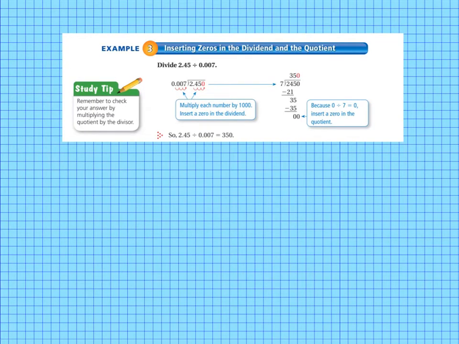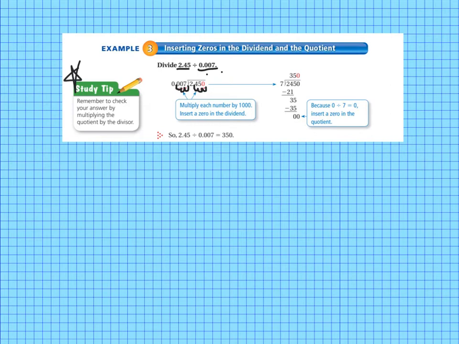Let's check out our study tip here. It says, remember to check your answer by multiplying the quotient by the divisor. We've been doing that. And example 3 says, inserting zeros in the dividend and the quotient. So we're going to divide 2.45 divided by 0.007. That's 7 1/1000ths. So 2.45 goes inside the bracket, and 0.007 goes outside the bracket. So it takes us 3 jumps to get over to that wall. So we have to move this decimal point 3 places and put our decimal point on top.